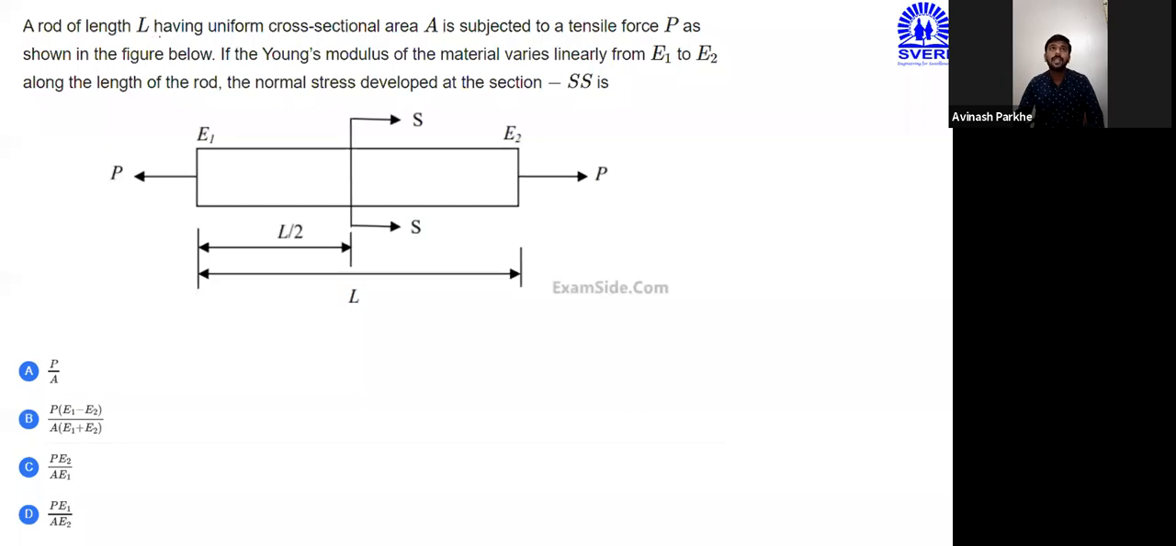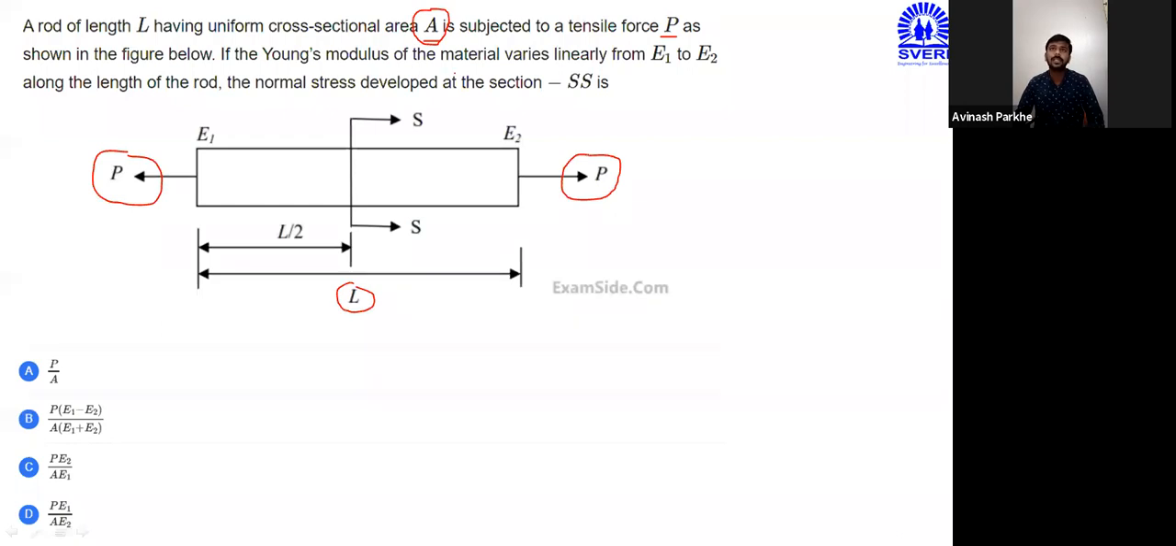A rod of length L having uniform cross-sectional area A is subjected to tensile force as shown in the figure. So what they have mentioned, let us see here. One rod is there. That rod is having length L, which is given at the bottom side. You can see in the figure. It is having the cross-sectional area as a capital A and it is subjected to the tensile force as shown in the figure. So one tensile force is applied at the left side as a capital P. Another tensile force is applied at right side as a capital P.